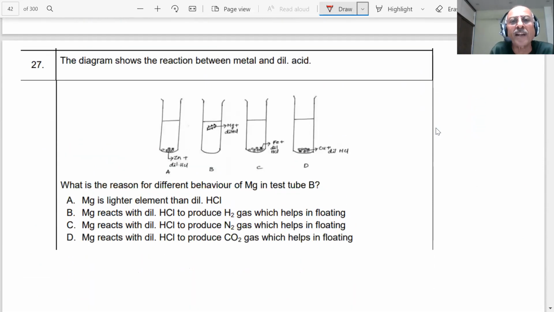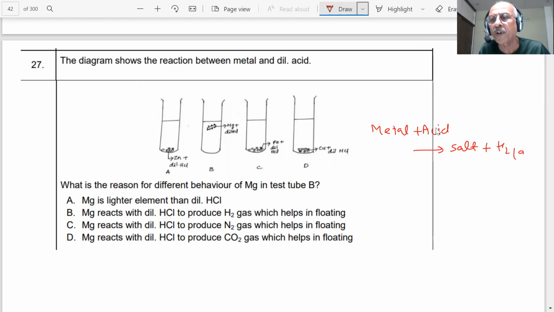The diagram shows the reaction between metal and acid. Now you already know, student, metal plus acid, what happens? If metal reacts with acid, what will happen? You know that it will produce hydrogen gas. Metals react with acid and displace hydrogen gas. A salt and hydrogen gas are formed, student.